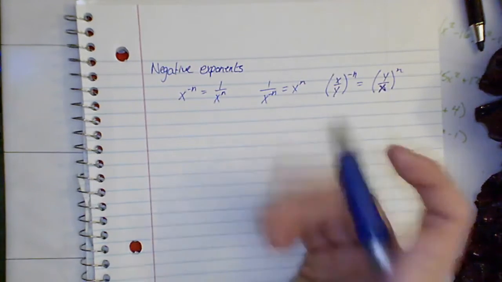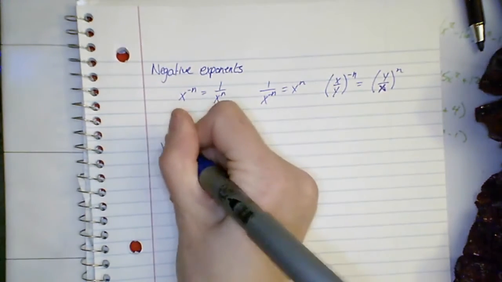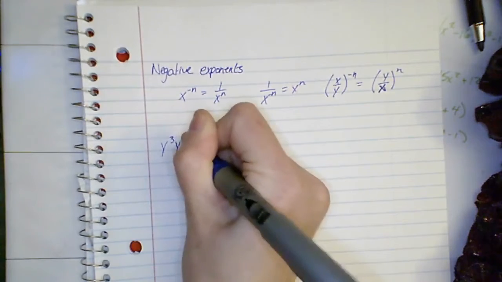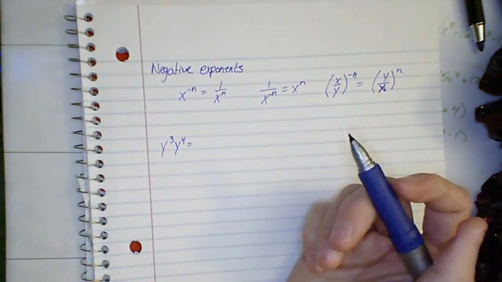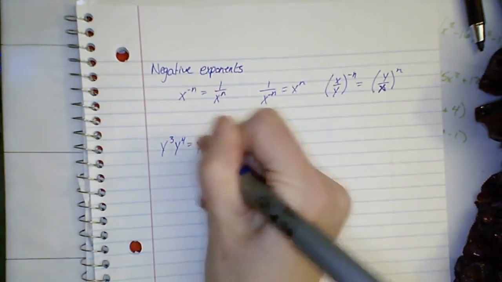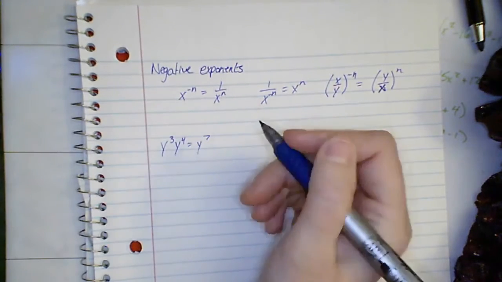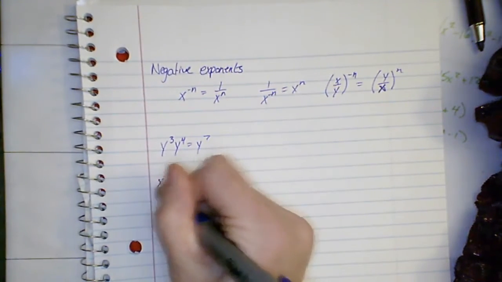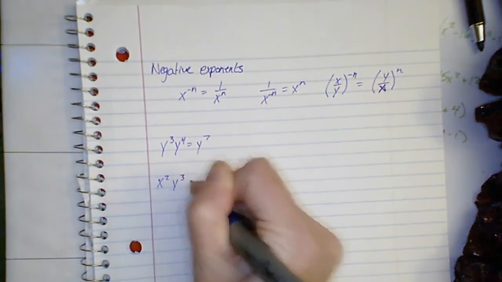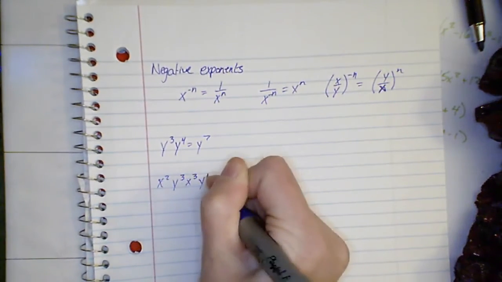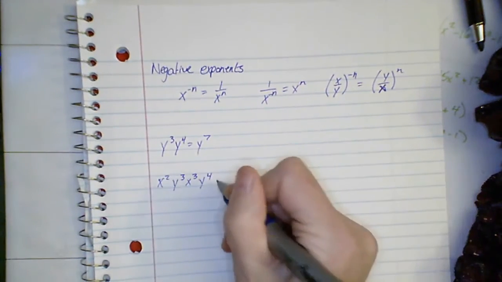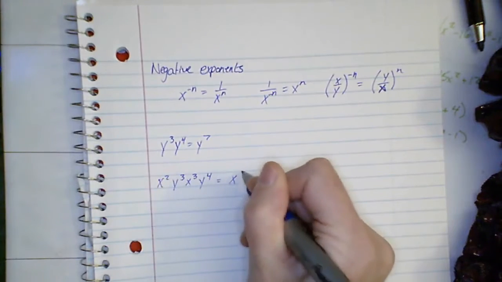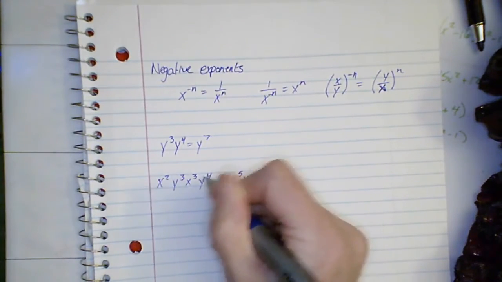So some examples here. y to the third times y to the fourth, add the exponents: 4, 5, 6, 7. And then we have x to the second, y to the third, x to the third, y to the fourth. If we combine like terms, we have x to the fifth, y to the 4, 5, 6, 7.